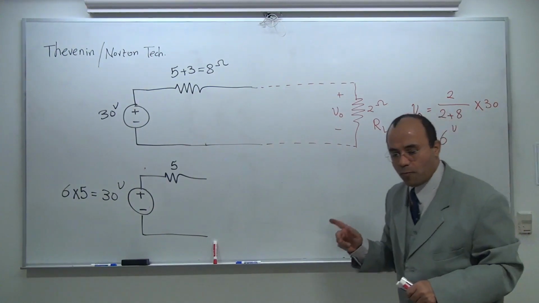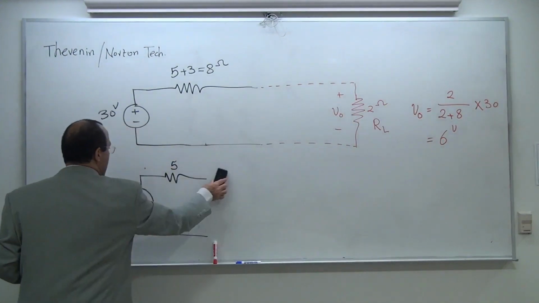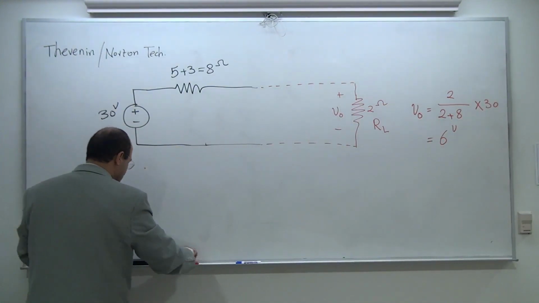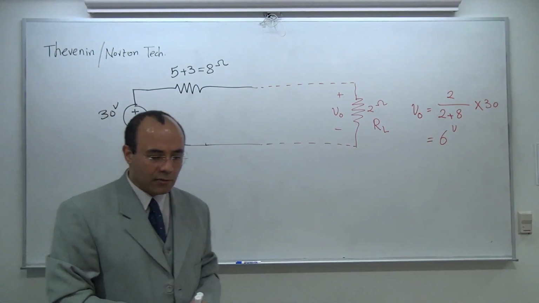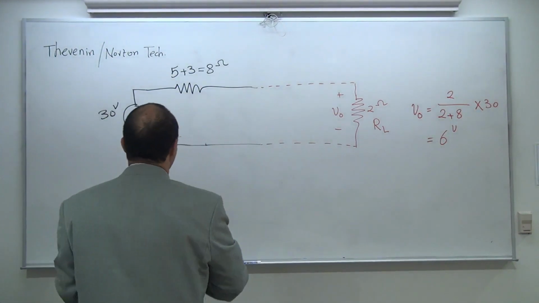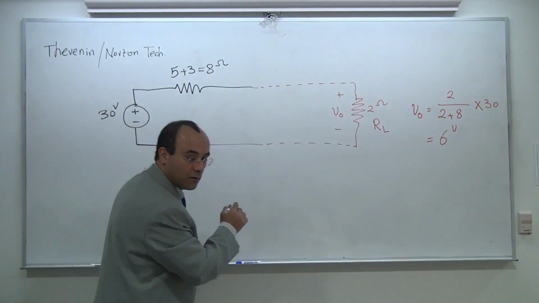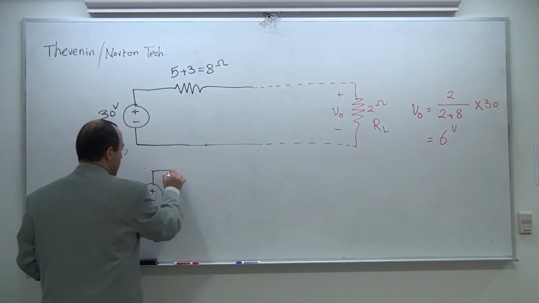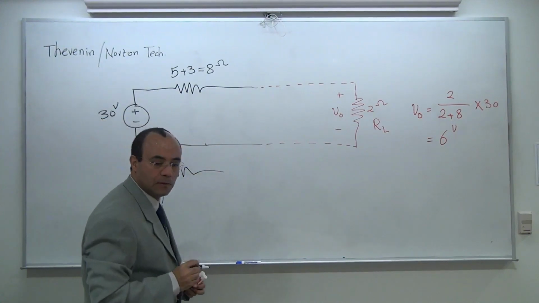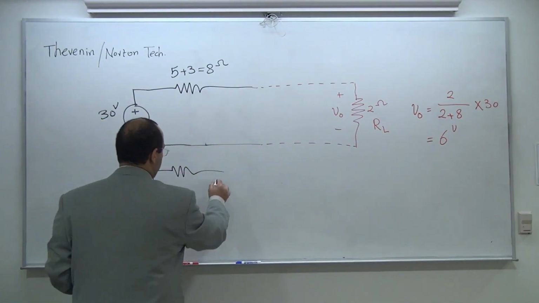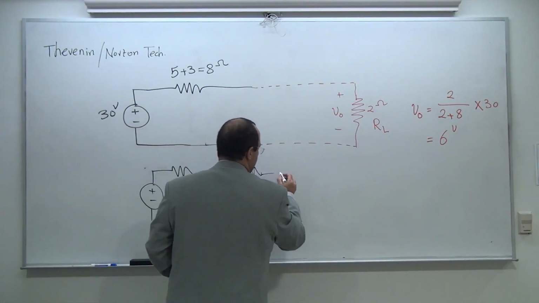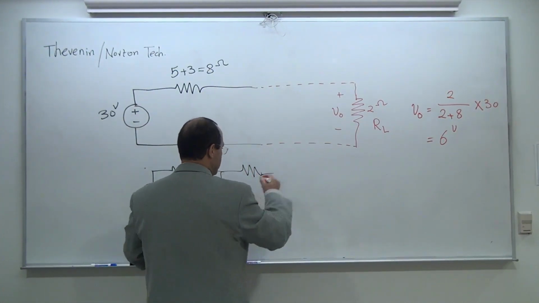Now I want you to go back to the original design and feel what we did. Of course, we utilized the technique called source transformation to achieve that, but in the original format you had the following design in mind. You had a voltage source, you had a resistor, you had a current source, and a resistor, and then you had the load.